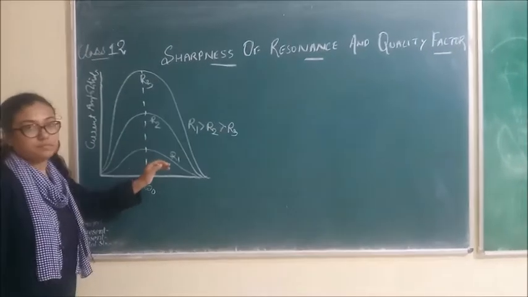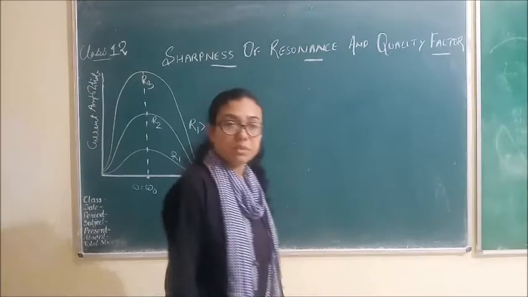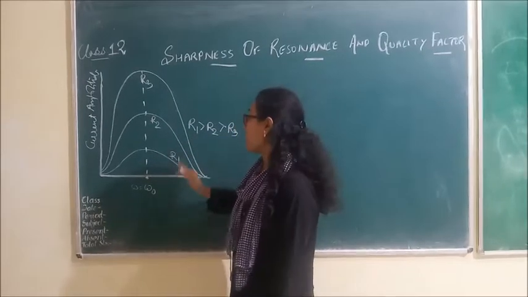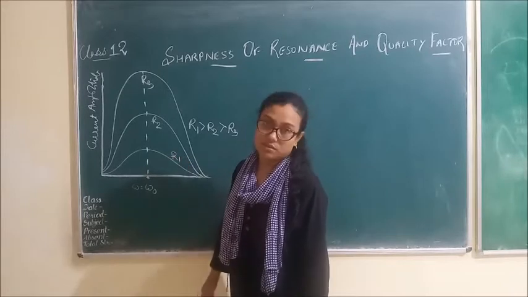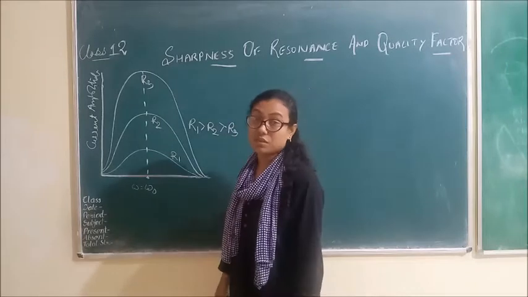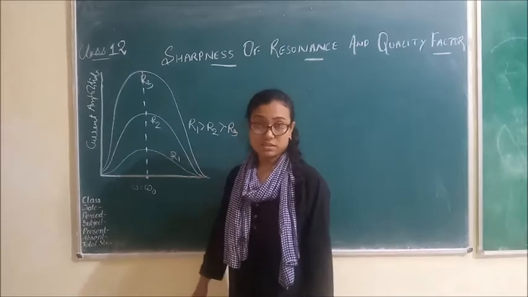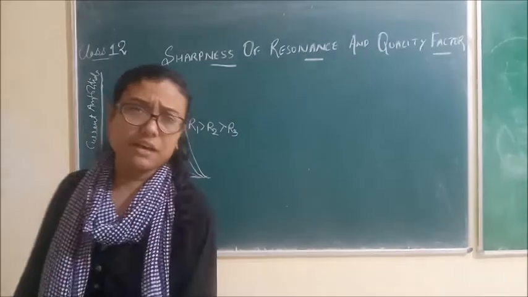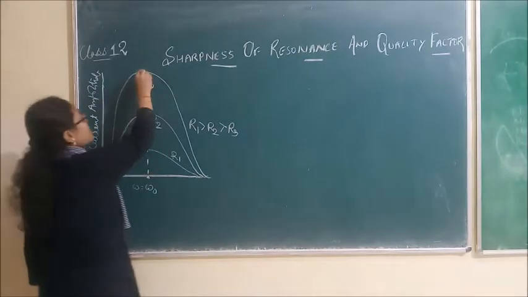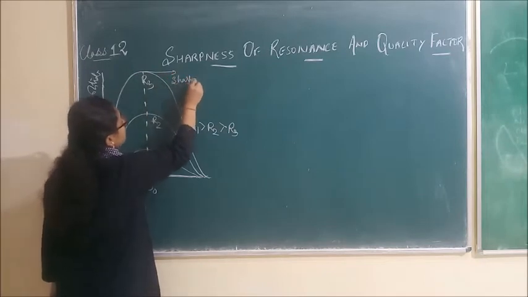So, as you can see, when the value of resistance is maximum, it means at the point of R1, the value of current will be low. As the value of R, the resistance, gets lower and lower, with a little variation in the value of frequency, you will get the maximum value of current. This is the point where we can say we get the sharpness.